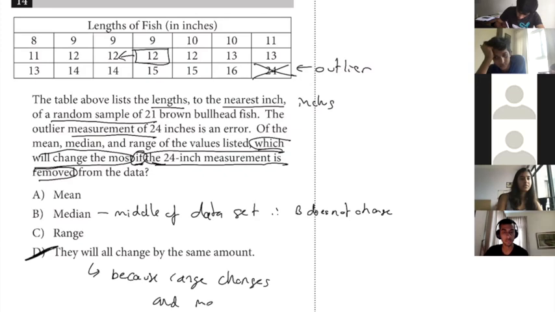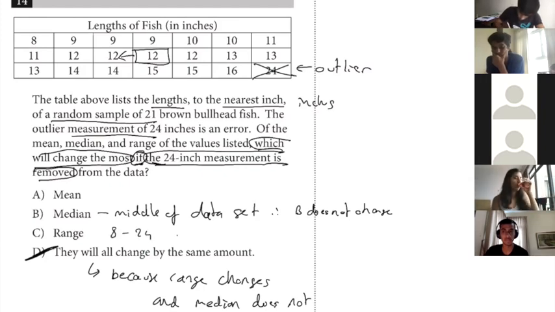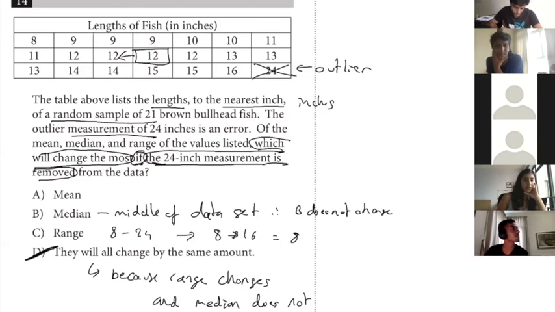And median does not. So the range goes from 8 to 24 to 8 to 16, which is a difference of 8, right? Yep. And then this part I'm not proud of. I just sort of felt that it wouldn't be the mean. Intuitively, I just thought that it'd be the range, so I put down the range. But that's probably not how I ideally ought to do it.